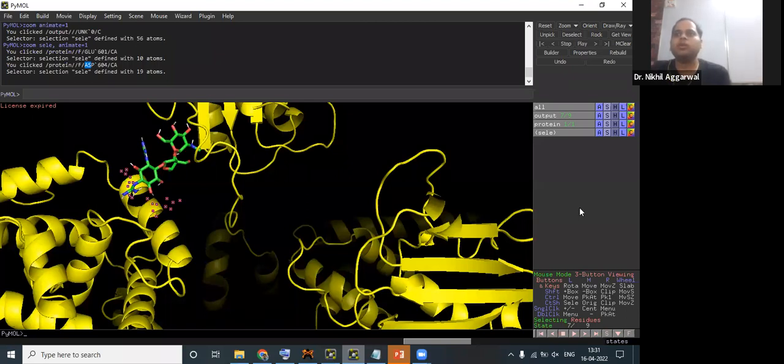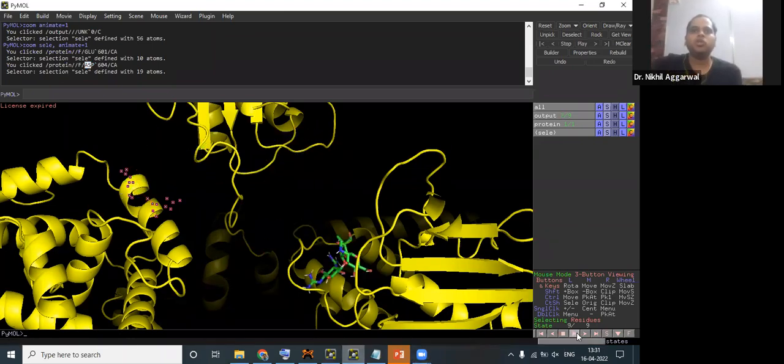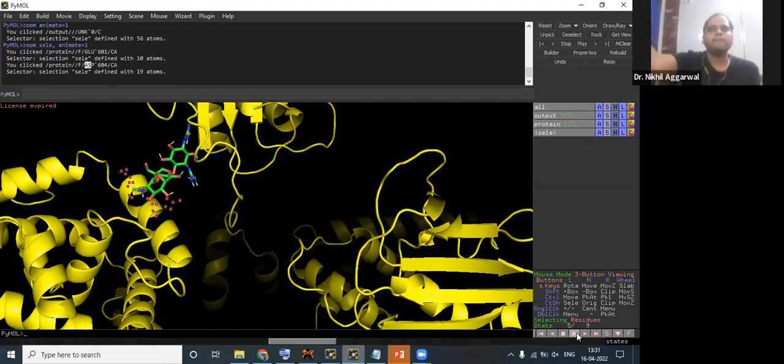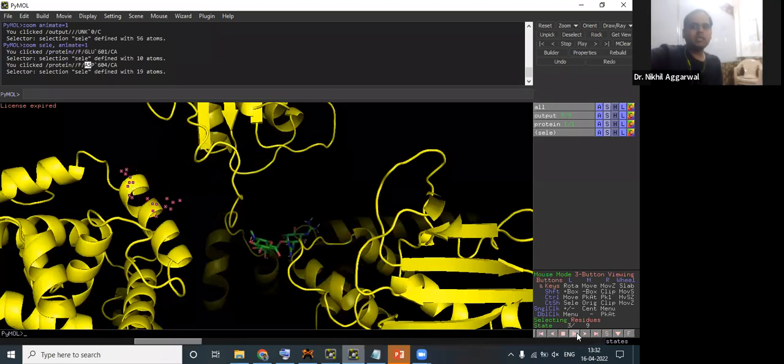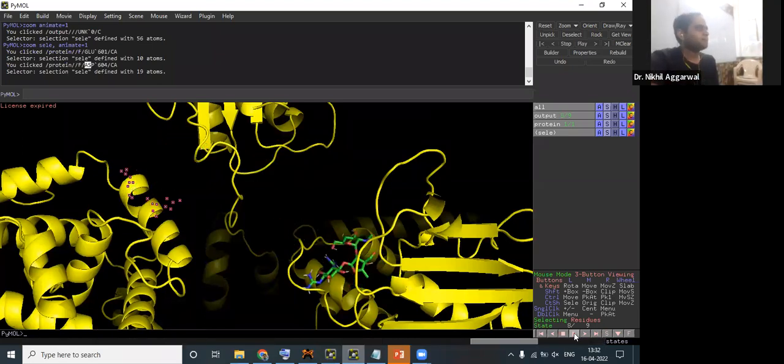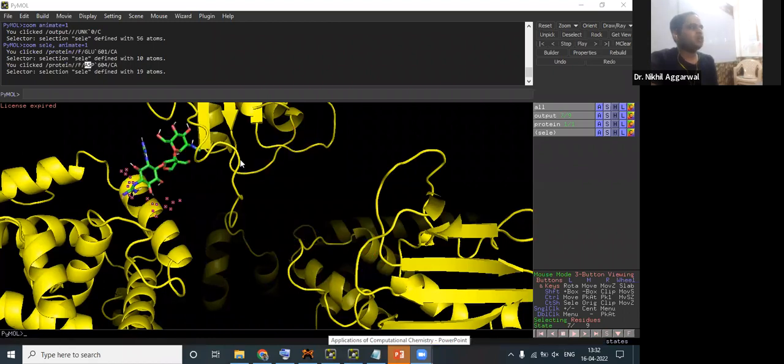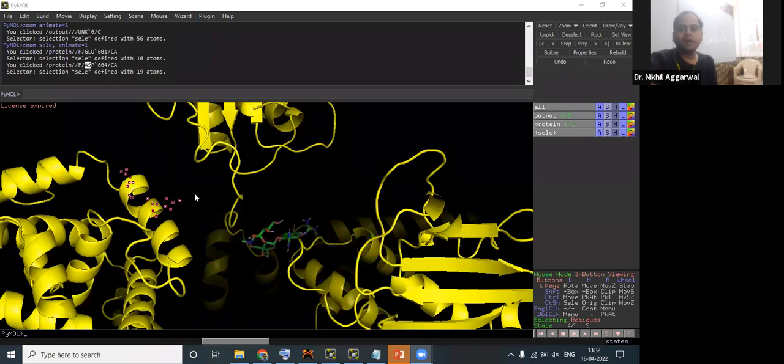So guys, I'm going to click on this arrow now, and you will have to see, do you see any change in the position of the ligand or not? I hope everybody is able to see it. So this is what is called molecular docking. Under molecular docking, we give a command to the software to change the position of the molecule under the protein cavity so that it will best bind.